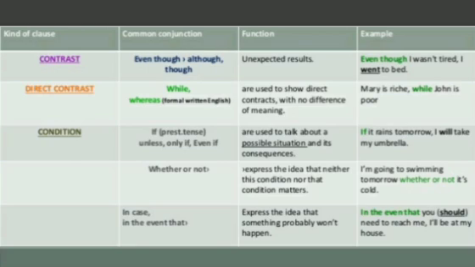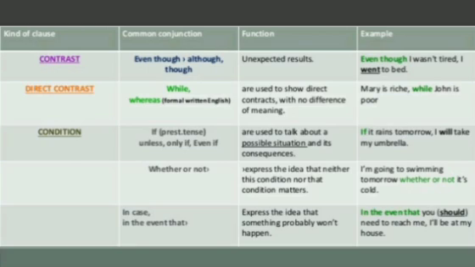Function is for unexpected result. Even though I wasn't tired, I went to bed. Direct contrast: while, whereas. These are used to show direct contrast with no difference of meaning. Mary is rich while John is poor.